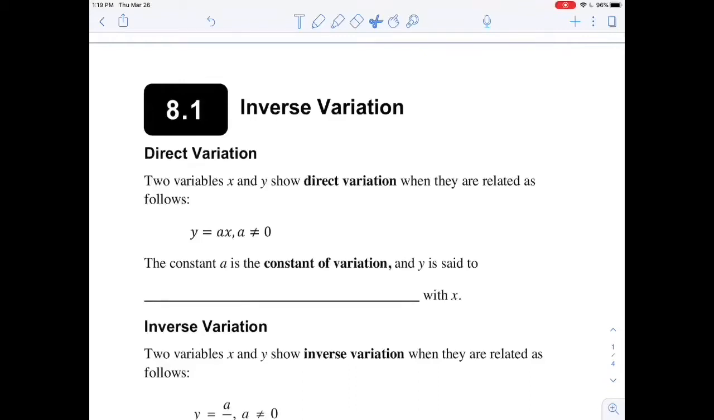Hello everyone, and welcome to Chapter 8. We're going to start with Lesson 8.1 on inverse variation. So there are a couple of vocabulary terms that we want to talk about.